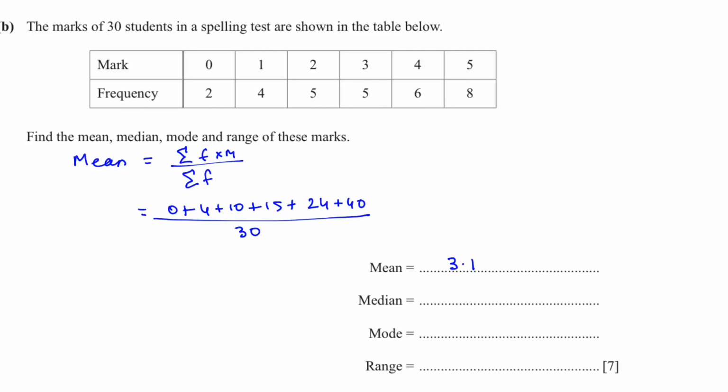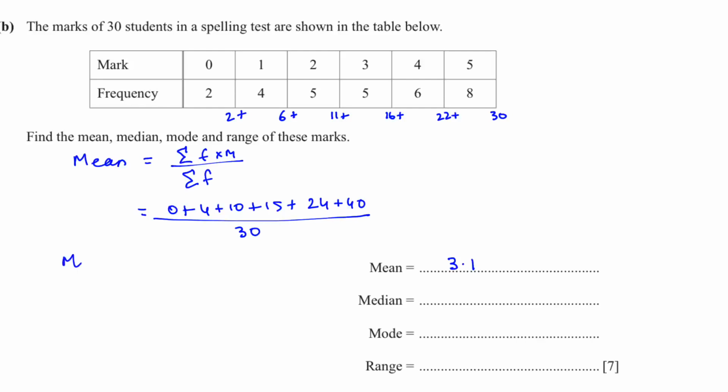Next we have to find the median. To find the median, we will first have to find the cumulative frequency, which is just that we add the numbers. So 2 plus 4 is 6, 6 plus 5 is 11, 11 plus 5 is 16, 16 plus 6 is 22, and 22 plus 8 is 30.